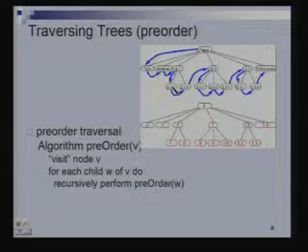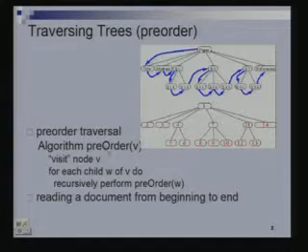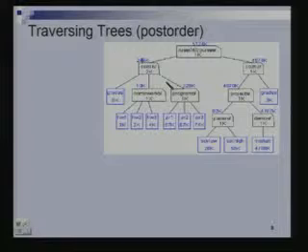So, that is what we are doing, visit its children and then the next child, and so on and on. So, this is what would be called a pre-order traversal. This is different from, so I gave you the example, it is like reading a document from beginning to end. Now, we could also have what is called a post order traversal.